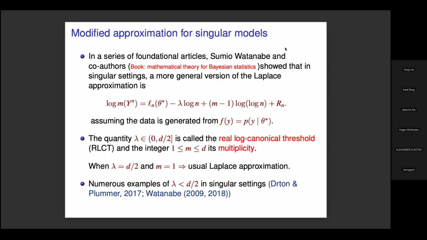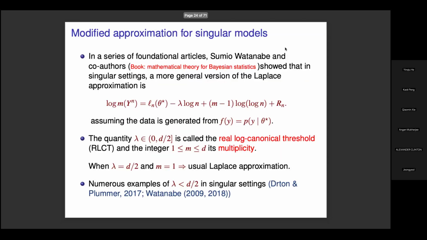Okay, so lambda equals d over 2 and m equals 1 corresponds to the usual Laplace approximation. And there are many examples in this book of singular models like reduced rank regression, where you have a lambda which is strictly less than d over 2. It's typically quite hard to find these numbers, lambda and m, for a given singular model. It requires some algebraic geometry tools to solve for these two numbers.